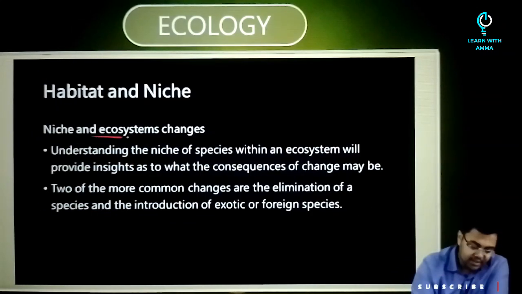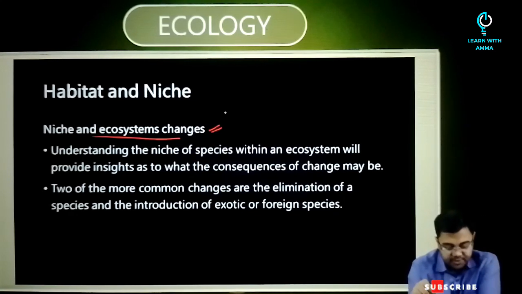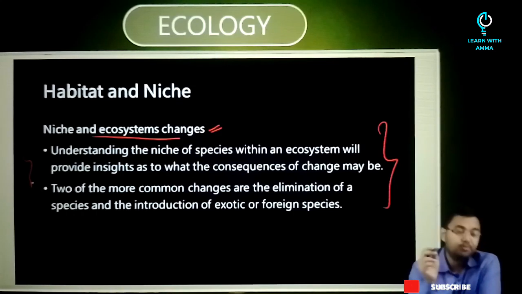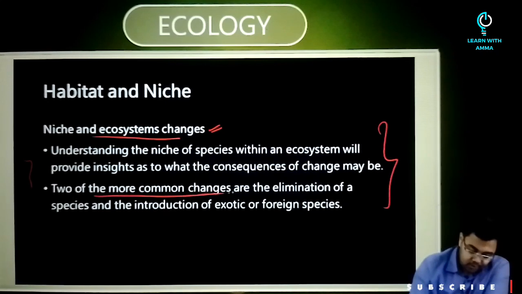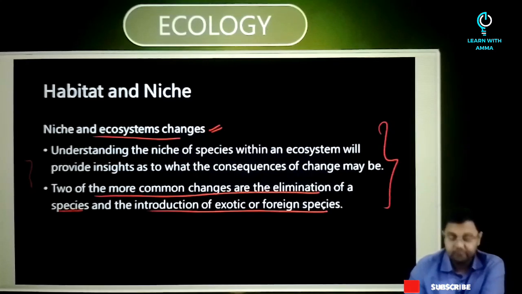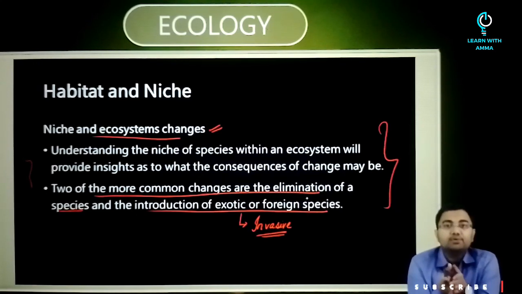Next, niche and ecosystem changes. Why are we discussing this? Understanding of the niche of species within an ecosystem will be very, very important, which will provide us insights to what can be the consequences of the change of a habitat or niche of an organism. Two of the more common changes are the elimination of species and introduction of exotic or foreign species, which is called invasive species. Removal of a species, whether through extinction or through habitat loss, can have many undesirable effects.